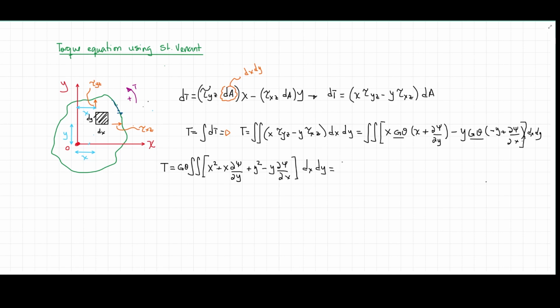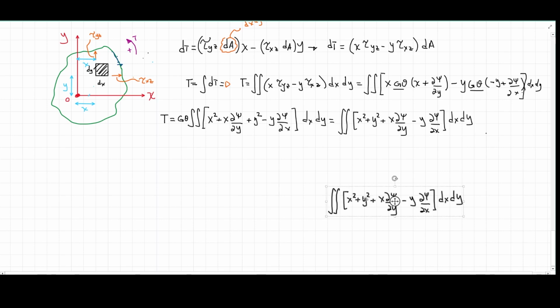Then if I continue doing this, I can rearrange it one more time. It's going to be a double integral of x squared plus y squared plus x partial derivative of psi with respect to y minus y partial derivative of psi with respect to x, then dx dy. And this here is what is called the torsion equation for an element. I'm going to write it down here, and look how interesting this is going to look.